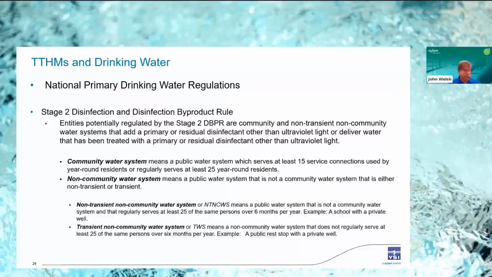Now back to the regulations. Stage 2 disinfection and disinfection byproduct rule defines what types of water systems are covered under the rule. As you can see from the slide, that's practically all water systems. It also defines systems that are not covered by the rule. This would be systems using UV light instead of a residual disinfectant.